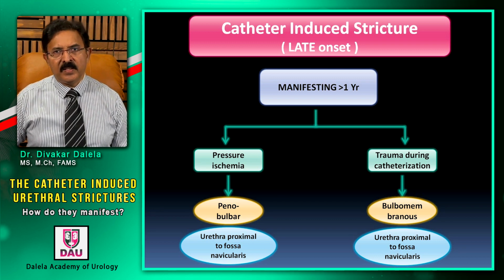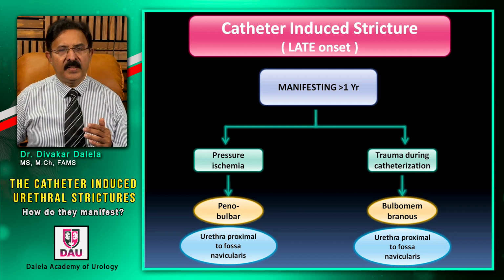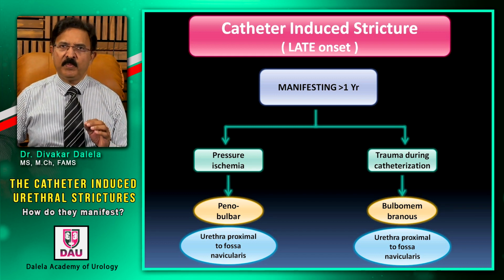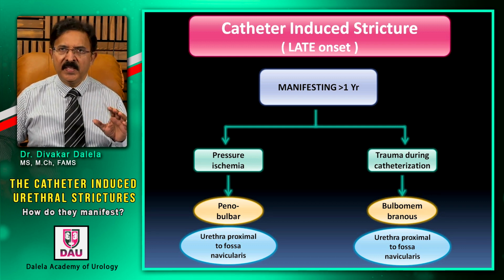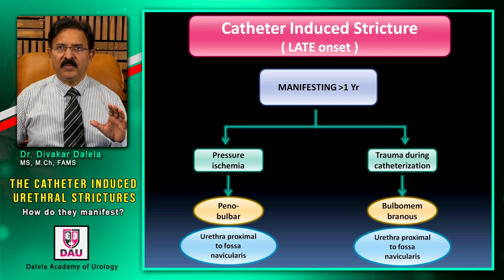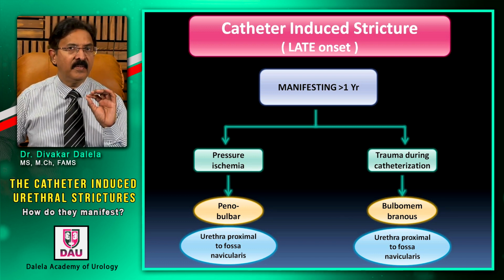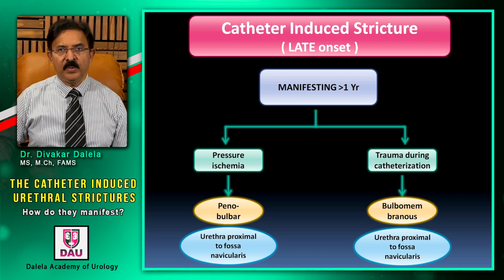There are strictures which happen just proximal to the fossa navicularis. This is the location where you can have any etiology responsible: the infection, the trauma, the allergy, the compression. So all 4 factors can operate at this junction. This junction therefore is very, very vulnerable. The meatus also is a very vulnerable site for catheter-induced strictures.